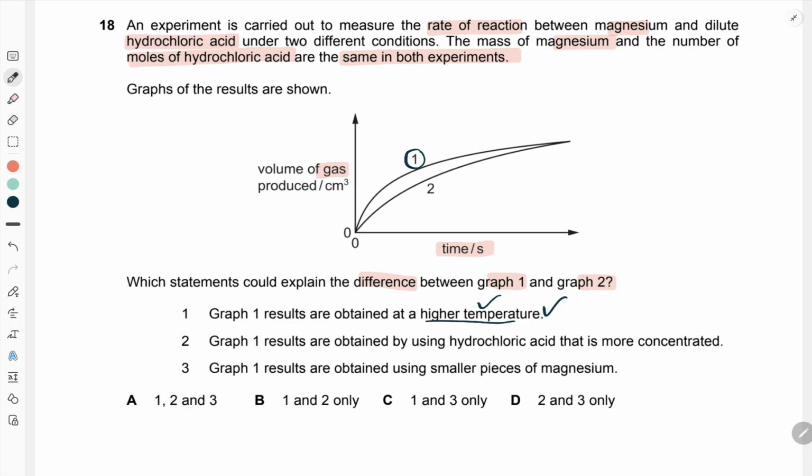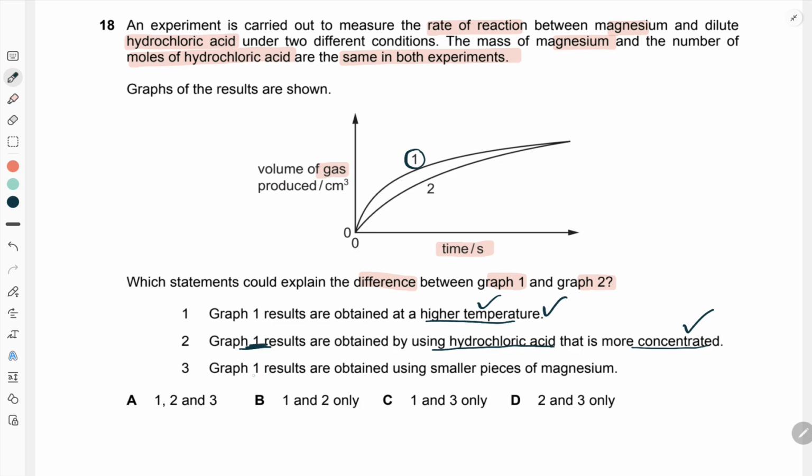Moving on to the second statement, graph 1 results obtained by using HCl that is more concentrated. The rate of reaction is affected by 5 factors. It is the temperature. A high temperature favors a faster reaction. Pressure, a high pressure increases the rate of reaction. Concentration, a high concentration increases the rate of reaction. So graph 1 definitely uses a higher concentration. Fourth is surface area and fifth is catalyst. So statement 2 is correct because a higher concentration will give a quicker reaction.